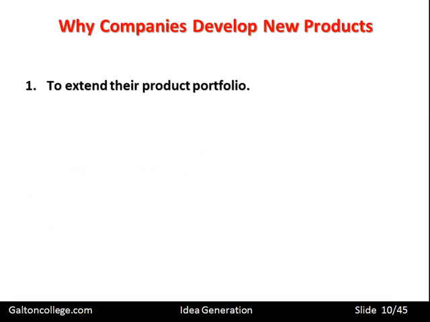Now, why do companies develop new products? Well, for a start, to extend their product portfolio. It's a way of diversifying risk. If a company has got several products and one of them starts to perform badly in the market, the other products are there to sustain the business, to give the business a chance to perhaps develop yet more products. So some products go through the product life cycle, go into decline, and it's important that the company maintains a flow of new ideas and new products.